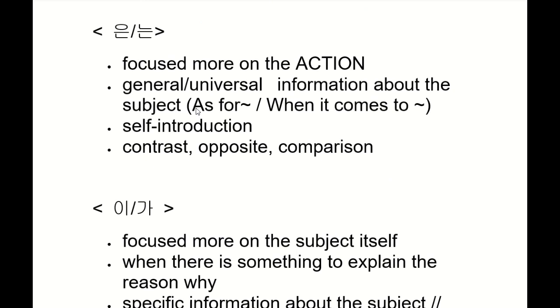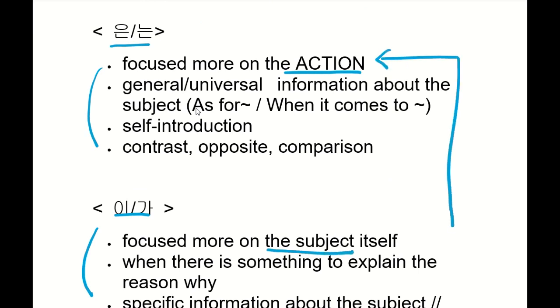So 은는 here, 이가, these are the descriptions of how they are used, when they are used in the sentence. So 은는 focuses more on the action. 이가 focuses more on the subject itself. Don't worry though if you don't understand now. I'm going to give you lots of examples concerning these explanations in this video, so you're going to understand what they mean later.